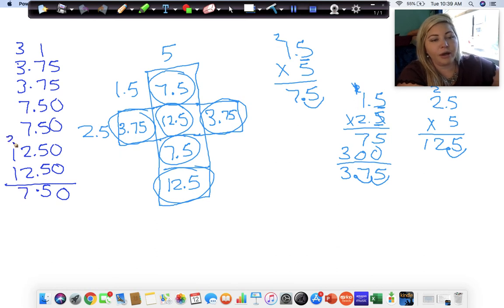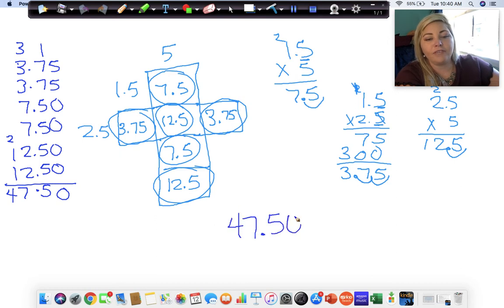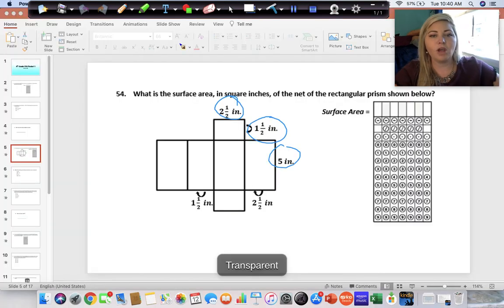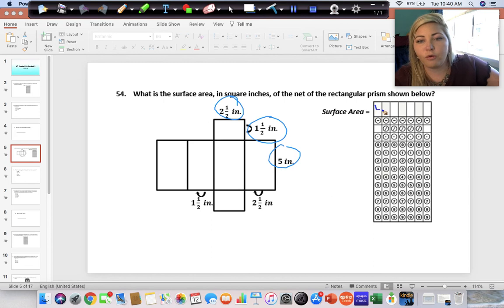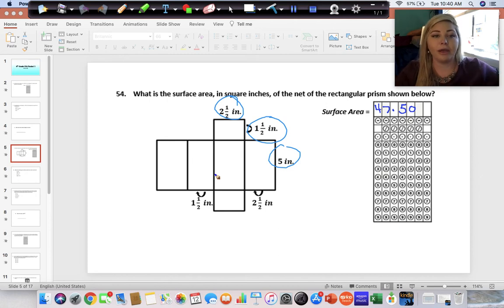However you want to count these up, you could also have done them in smaller groups and then added those 3 numbers together, whatever works best for you. 2 plus 1 is 3, plus 1 is 4. So this is 47 and 50 hundredths. And I believe we're talking centimeters, but let's see. Oh, inches. Okay, so 47 and 50 hundredths, or you could have done 47 and 5/10, same thing. And we are talking inches squared here because we are doing area.